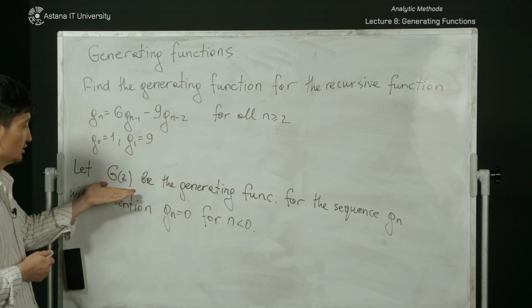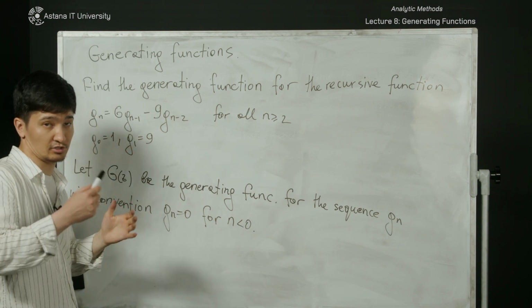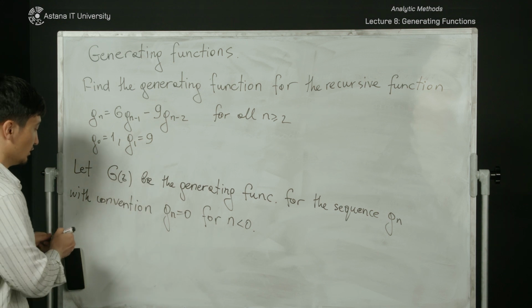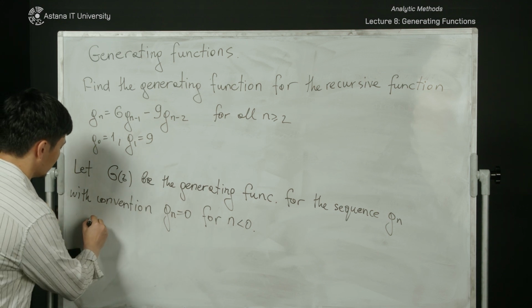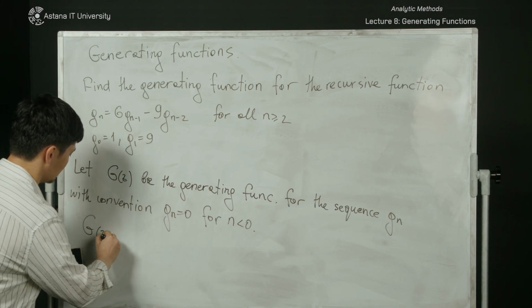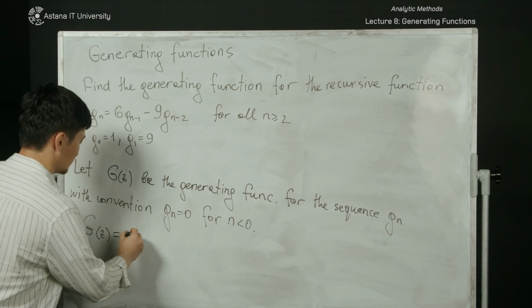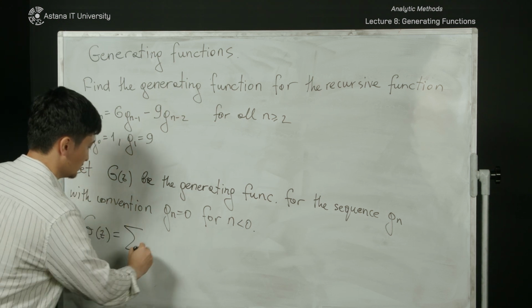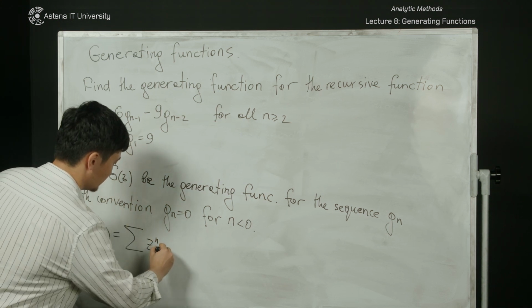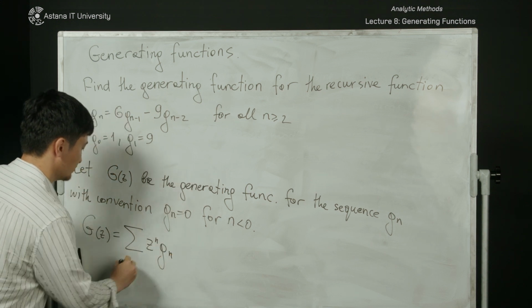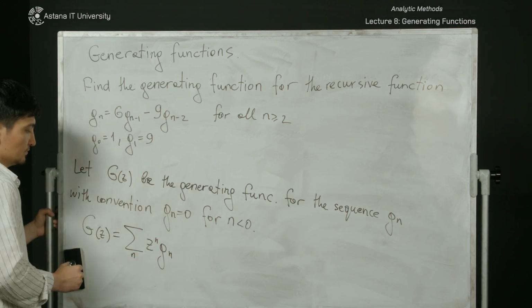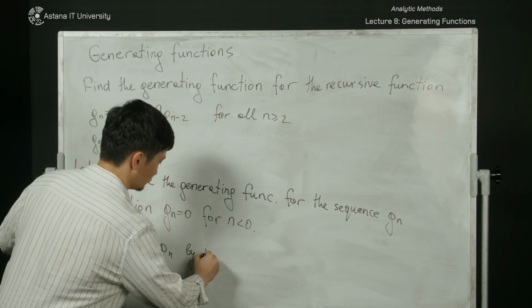So I'm defining capital G of z to be the generating function for the sequence g_n, or in other words, by definition, G of z is equal to the sum over n of z to the power of n times g_n.